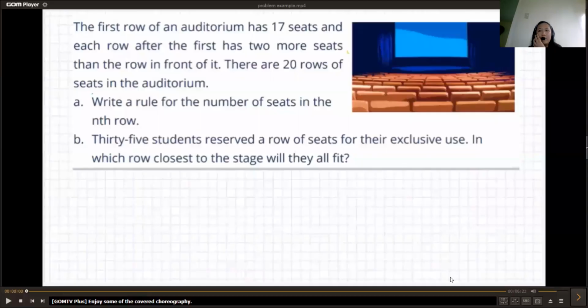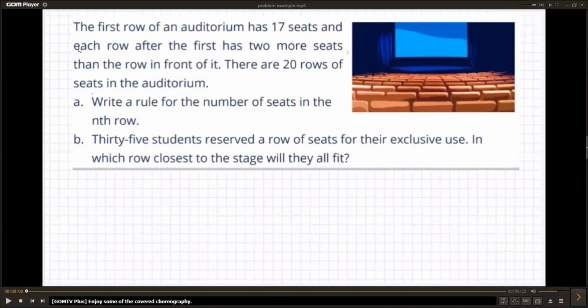Okay, good day everyone. This time we're going to answer this problem. This is based on the previous video example on how to get the rule of a number. Now, in relation to that, we will be answering this problem.